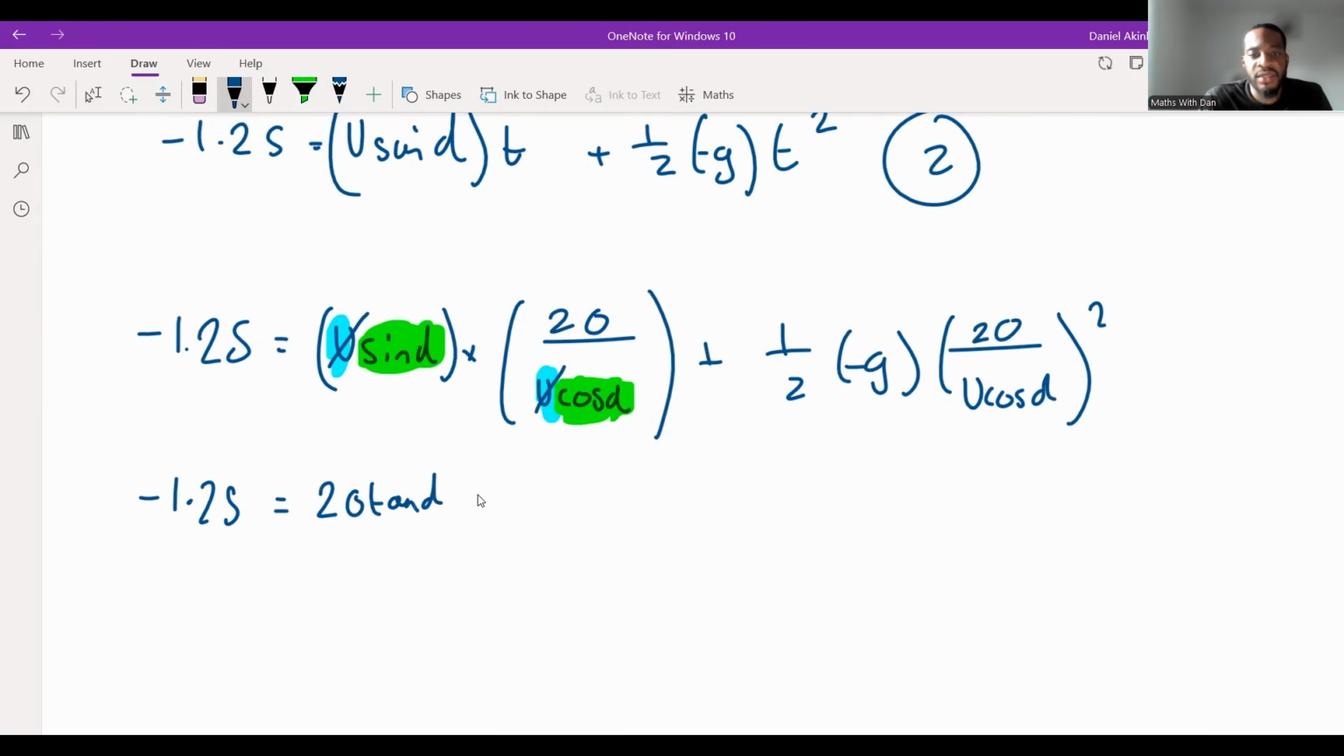And then this one is going to be plus a half. Let me just get rid of that plus and put the minus. Minus a half g. If I square that, that's going to be 400 over u squared cos squared alpha, like that. You guys agree?